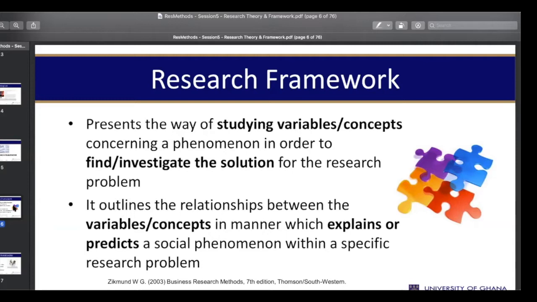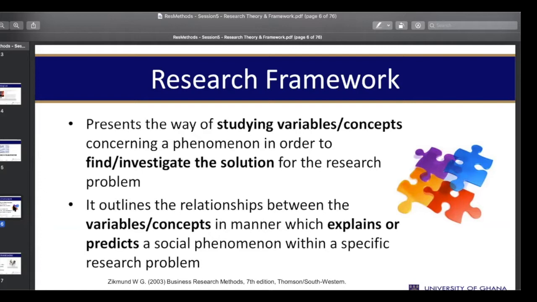you need to have a research framework. And what a research framework will do is that it tells you that among all the variables concerning this particular phenomenon, which of them are you willing to study? Or which of them are you willing to explore or delve into? So the research framework presents a way of studying the variables and concepts concerning the phenomenon in order to investigate the solution for the research problem.